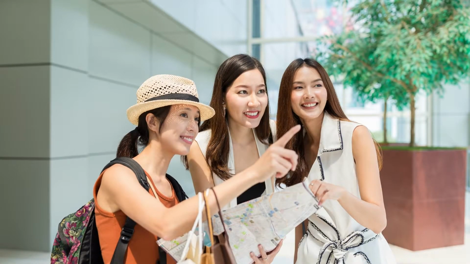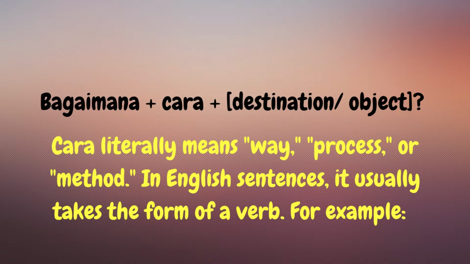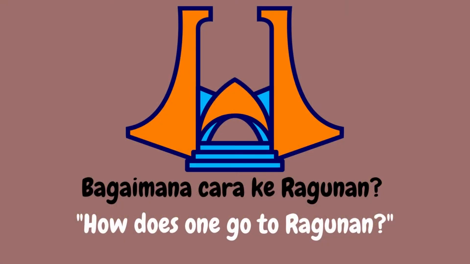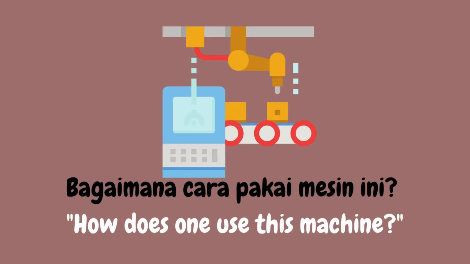For interrogative statements, the following will describe the simple way to ask for directions. Bagaimana cara? plus destination object. Cara literally means way, process, or method. In English sentences, it usually takes the form of a verb. For example, Bagaimana cara ke Ragunan? How does one go to Ragunan? Bagaimana cara pakai mesin ini? How does one use this machine?